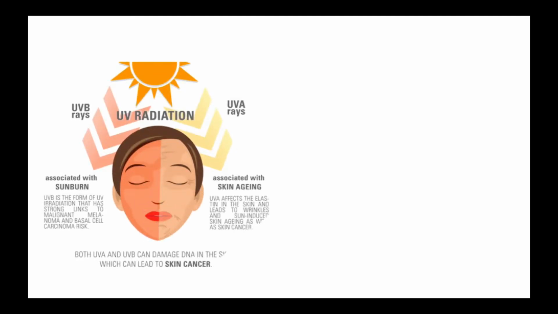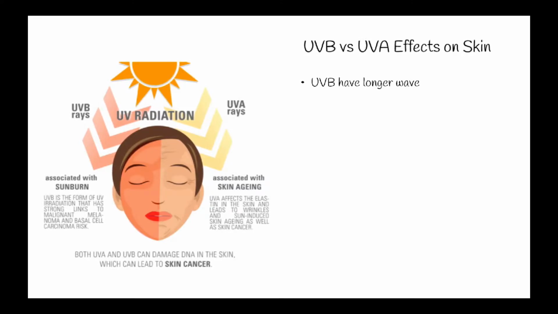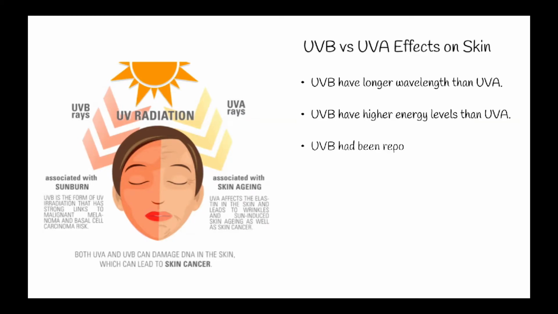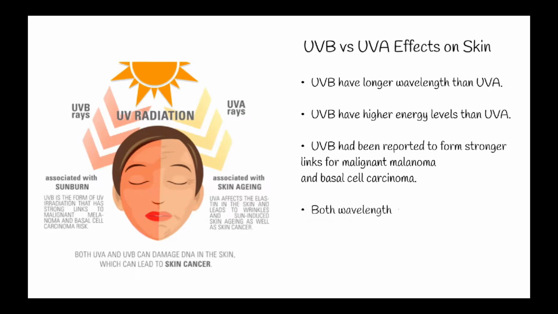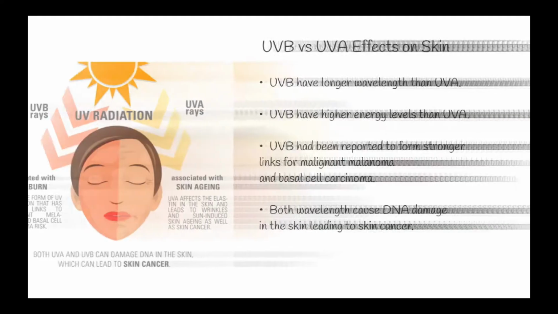Let's take some time to compare UVB and UVA rays and their effects on skin. UVB have shorter wavelength than UVA. UVB have higher energy levels than UVA. UVB has been reported to form stronger links with malignant melanoma and basal cell carcinoma. But both wavelengths are capable of causing DNA damage in the skin, leading to skin cancer.